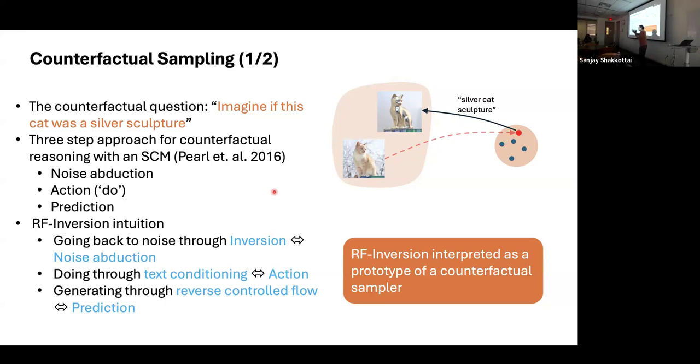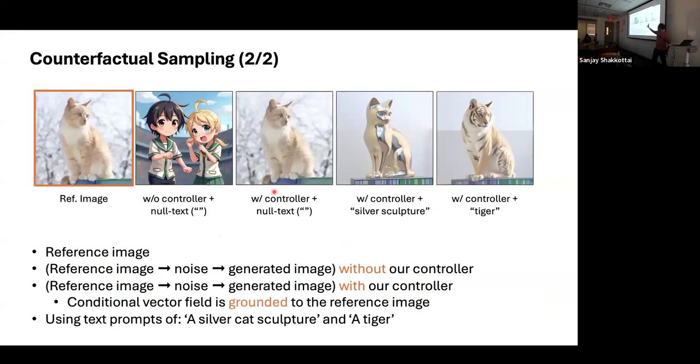It is actually a prototype of such a counterfactual sample. Going back to noise through controlled inversion is a noise abduction. They're moving between those, interpolating between the points. Doing text conditioning is exactly the action, and generating through reverse control flow is a prediction. And I'll come back to Peter's question.